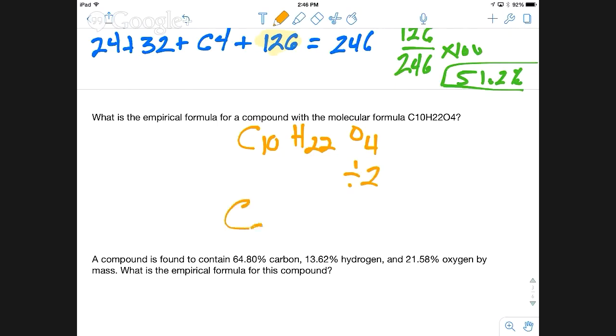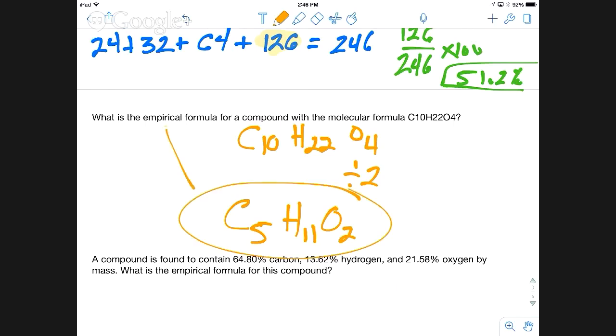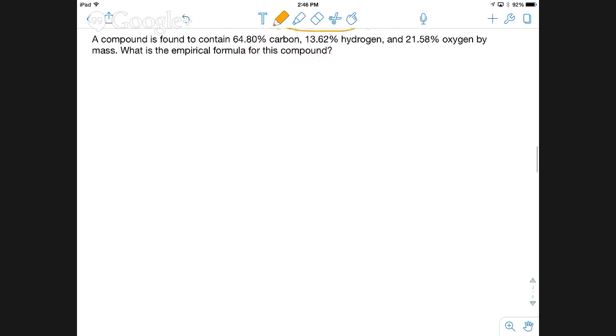So it'd be C5H11O2, right? Because that's as far as it can go. That would be your empirical formula, because you can't reduce it any farther than that, right? Not too bad. Where it got a little weird was when you were trying to determine the empirical formula.